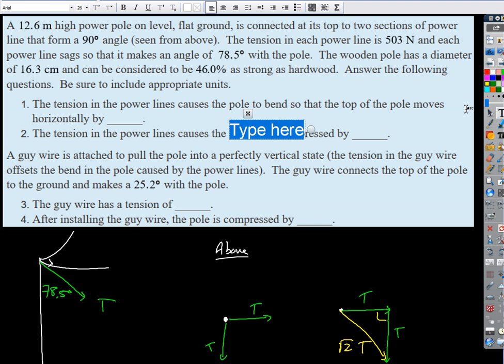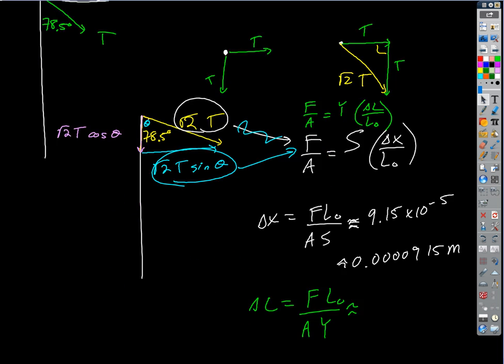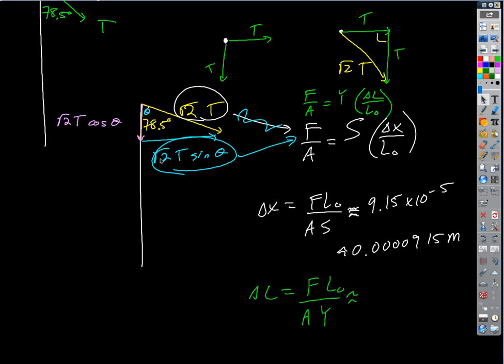So I'll fix that version of it. Okay, for the second part though, what does a guy wire do? Like you always see these guy wires attached to poles and things. What do they do? They just help keep it straight. Yeah, they keep it straight by providing tension, right? So if we want to attach a guy wire up there to offset the horizontal tension provided by the power lines, does that make sense? We know the horizontal tension provided by the power lines is just the square root of 2 times the tension, which was 503, I think, newtons, times the sine of 78.5. That gave us the horizontal component of the tension due to the power lines.